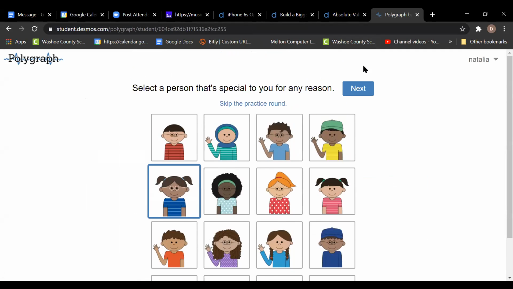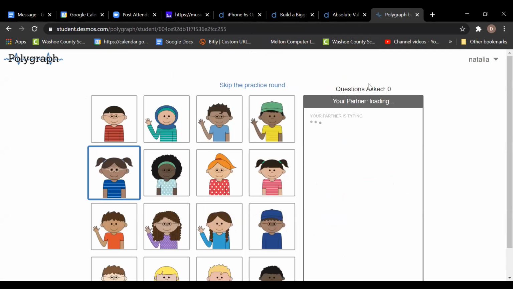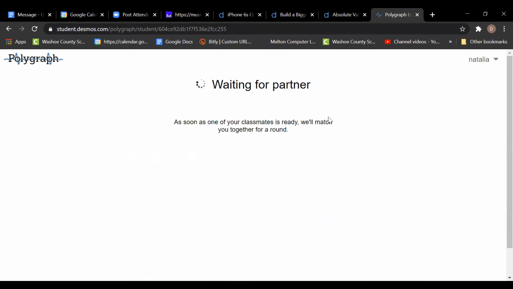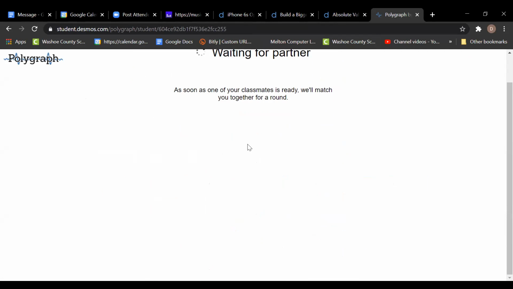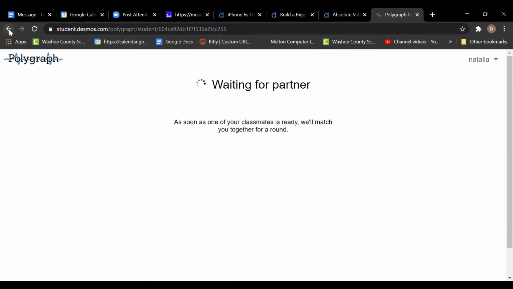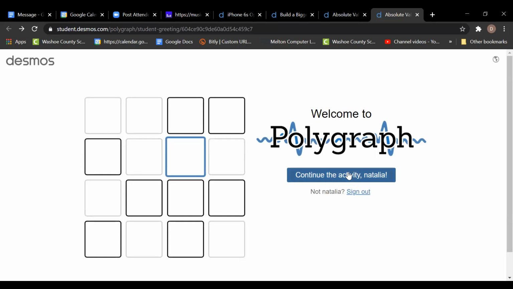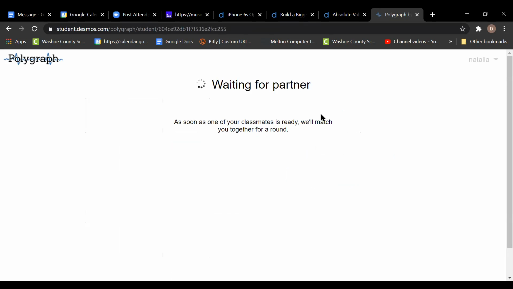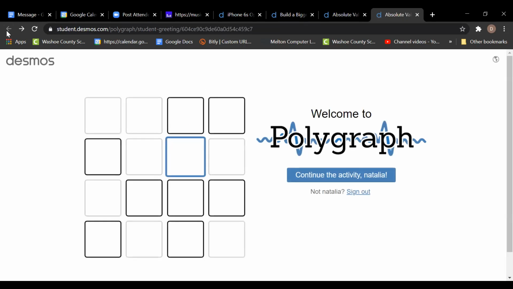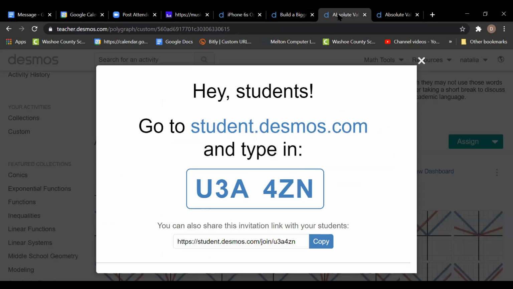And next, skip the practicing round. Oh no, there's no partners here. I don't believe. Let's see. Okay, so obviously you need to have a partner for this. Oh, that's not good. I don't like that. Let's see if I can maybe do this without a partner, because I'm like, why do I need a partner?